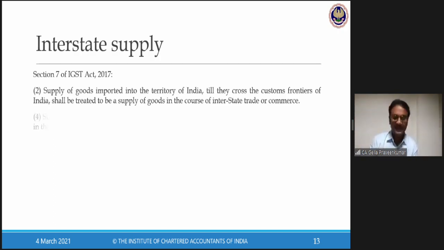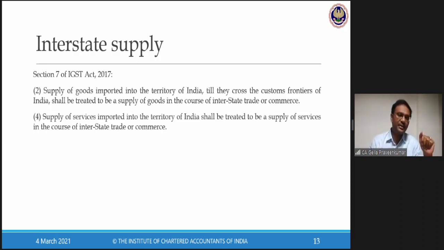High sea sale is important from this particular definition. Supply of services imported into the territory of India shall be treated as a supply of services in the course of interstate trade or commerce. Goods, I say it is an interstate supply. Services, I also say interstate supply. I'll give you an example.